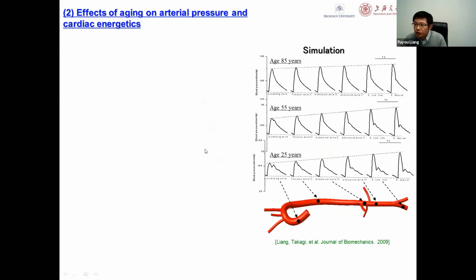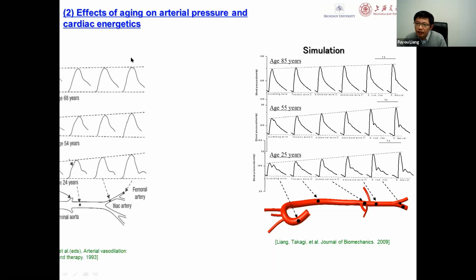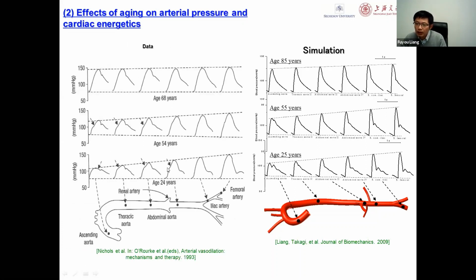And further, we use this model to study the effect of aging. Here we show the similar result for 3 ages, from 25 years old to 85 years old. This is advanced age, right? So what you can see from this figure is that the augmentation of systolic pressure along the aorta disappeared at advanced age, right? This is not physiologically beneficial because the pulse pressure is increased and the systolic pressure is higher, which will increase the stress of the myocardium. And the in vivo study also shows similar phenomena.